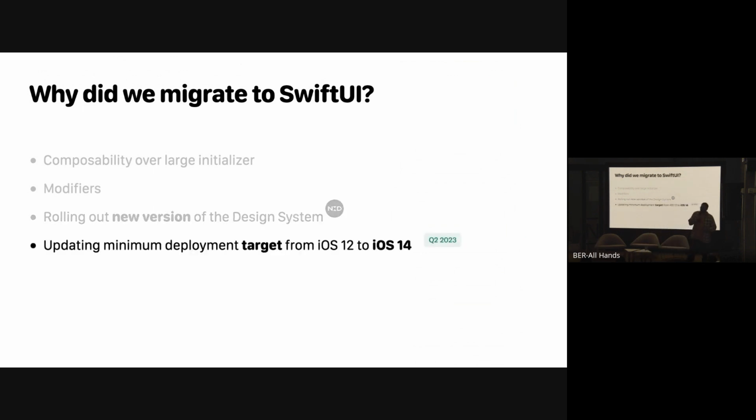And most importantly, we were updating the minimum deployment target from iOS 12 to iOS 14. And this gave us the opportunity to not only use SwiftUI in an easy way on production, but also not the very first version in iOS 13. So this happened in Q2, March, more or less, and the decision was made last year around December. So we had a window to get ready.